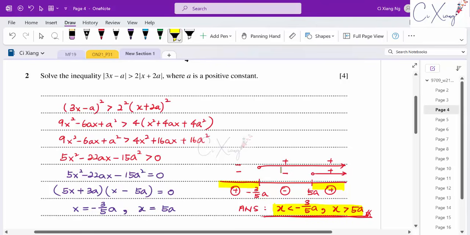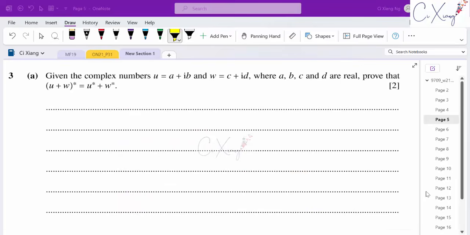So this is the solution we have for this particular question. Please take note that the number line is not the only way for you to decide the answer. Some students might want to use the table of signs, which is quite similar to what we have here. You can also apply that method if you want. Okay, so this is how we solve question number 2. Now, coming to question number 3.